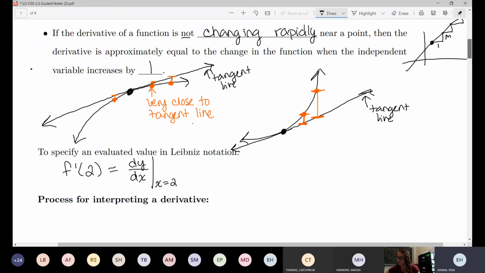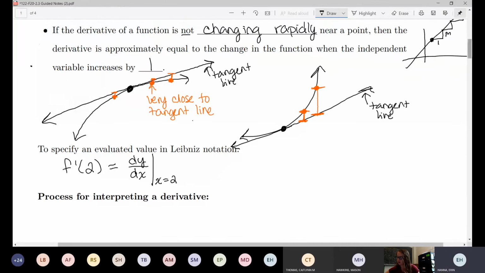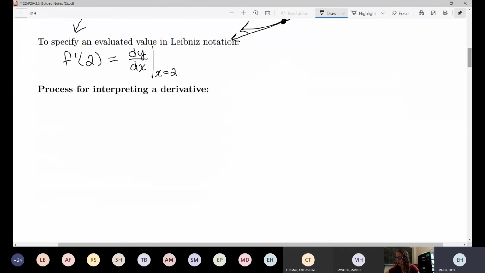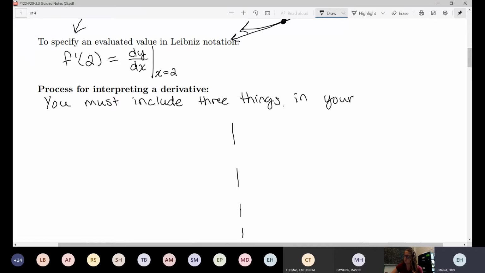So the next main thing we're going to focus on is how to interpret our derivative, which we already kind of know how to do, because I've already been talking about interpreting slopes. We had those two ways to interpret the slope, and now we're just officially going to write it down. So you have two choices, but you must include three things in your interpretation.